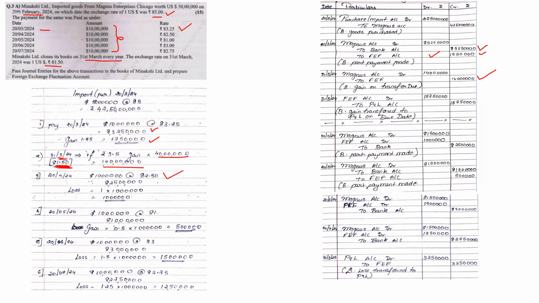So remember, whenever you're passing these entries, these amounts which we are doing in the working note are all bank amounts. So if it is gain, like in the previous case, we add up and we get Magnus, and if it is on the opposite side, we subtract and we get the Magnus ka value.